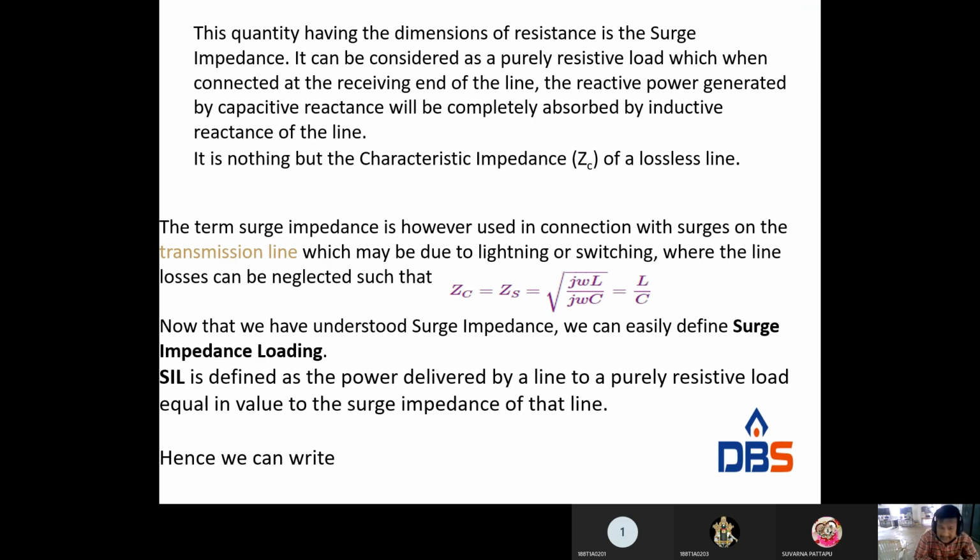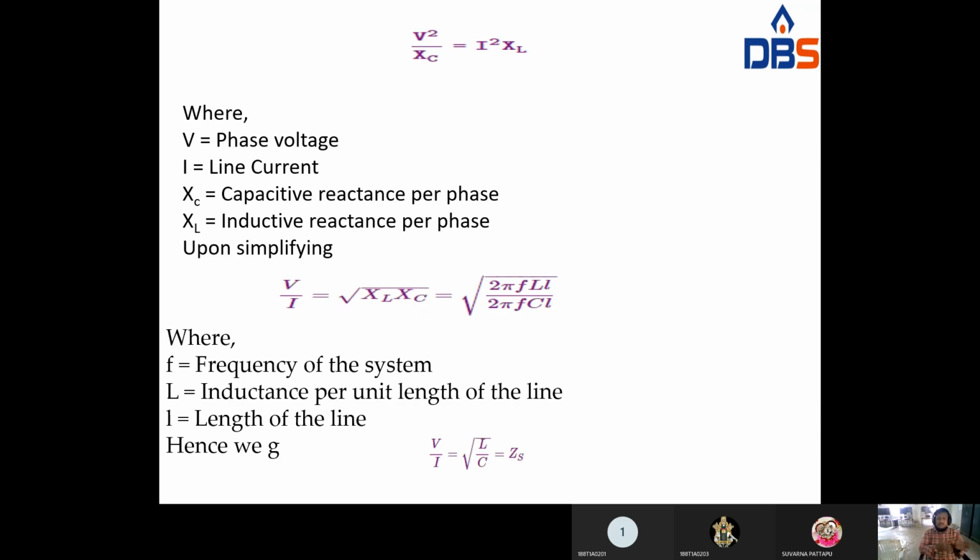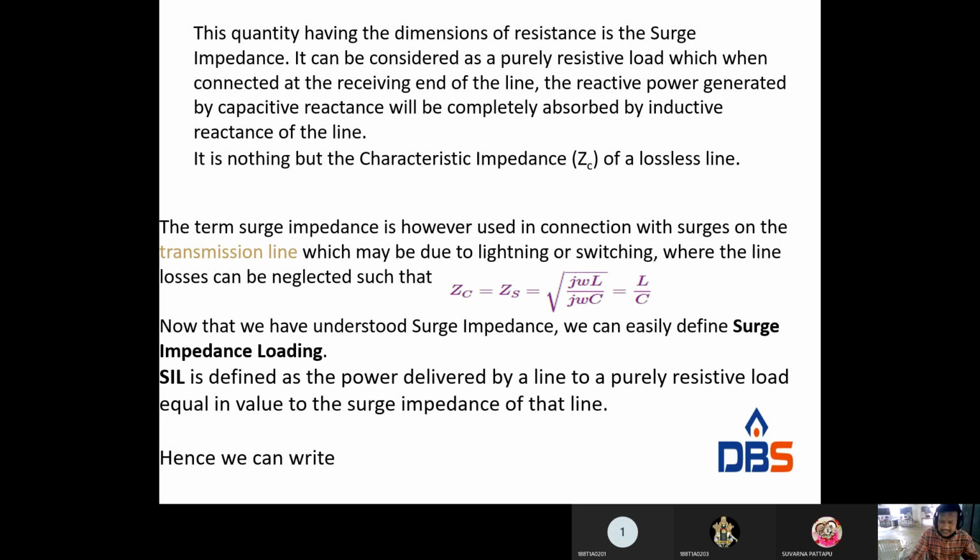Now go for the synchronous impedance loading. This quantity, which has the dimensions of resistance, is the surge impedance. It can be considered as a purely resistive load, which can be connected at the receiving end of the line. Why? Because the inductive effect and capacitive effect are cancelled by each other, inductive reactive power and capacitive reactive power, as in the previous slide. So there is no capacitive effect and no inductive effect in the transmission line. That means only resistance will be there, and both voltage and current are in phase with each other. So surge impedance is applicable to only resistive networks, right?